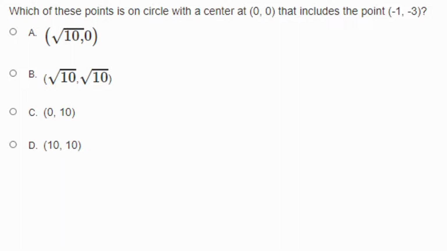Well, let's write our equation here. And how can we write our equation? We don't know our radius, so let's find it. Our standard equation is (x - h)² + (y - k)² = r². We don't know r², but we know x, h, y, and k.